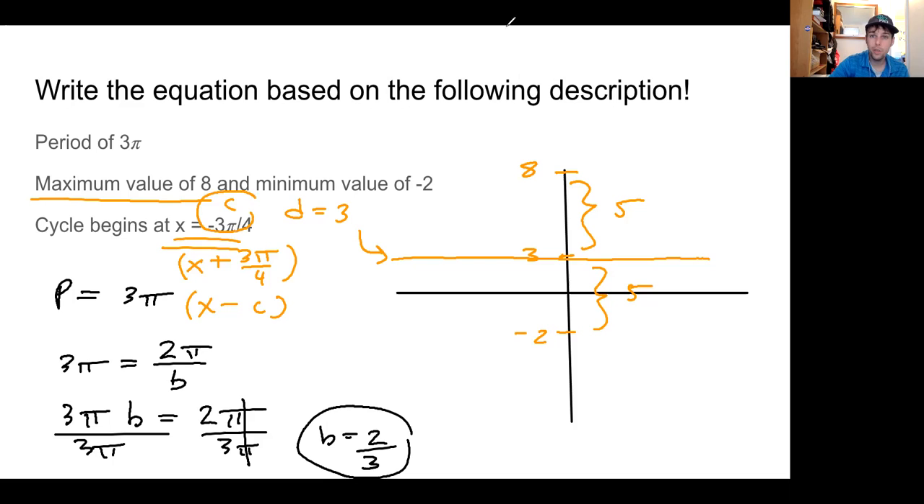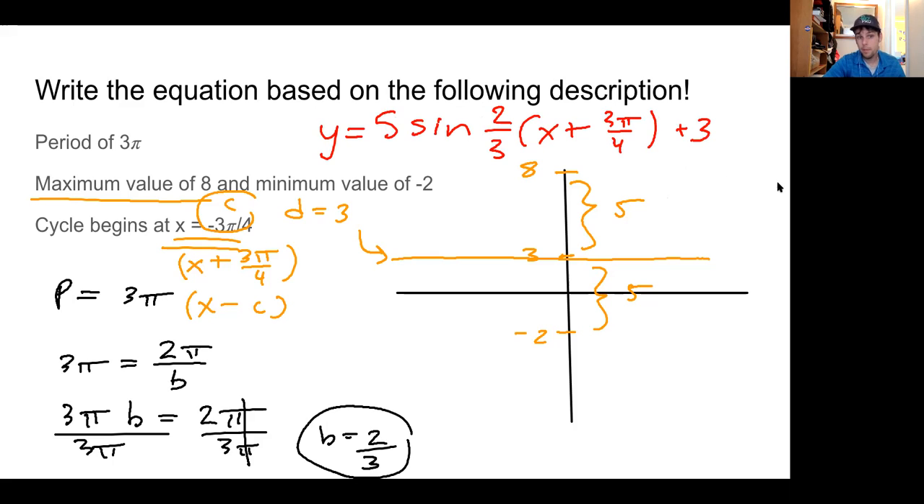The only thing that this is really missing here is whether we're dealing with a sine curve or a cosine curve. I'm going to go ahead and write this equation as though it's a sine equation. So let me go ahead and write that. It's y equals 5 sine, b value is 2/3, x plus 3 pi over 4, plus 3. There we go. There's no information about whether it's a sine curve or cosine curve. I probably should have thought about that when I wrote this problem, but there it is.